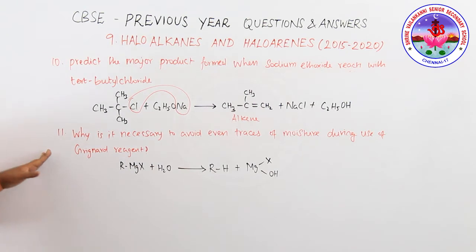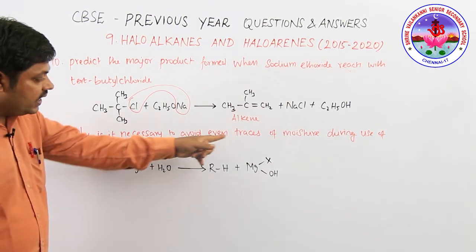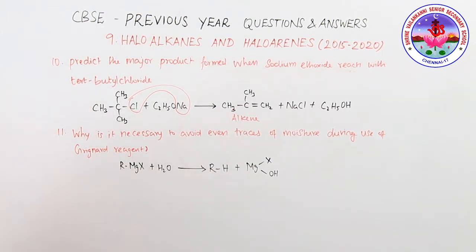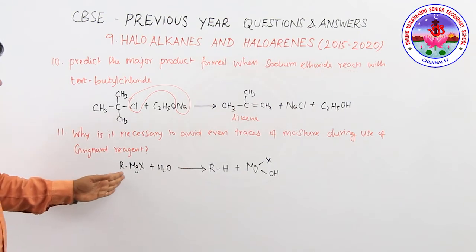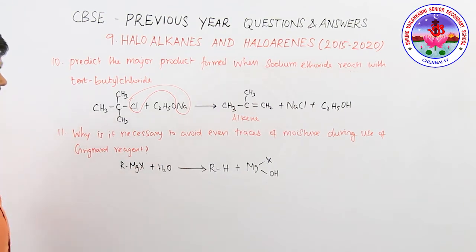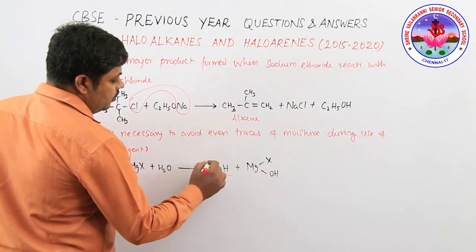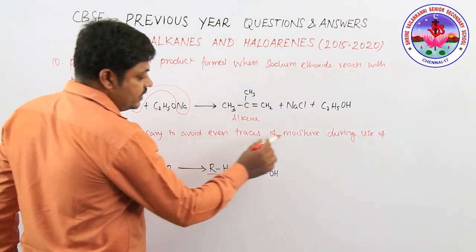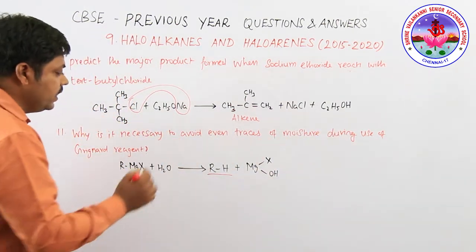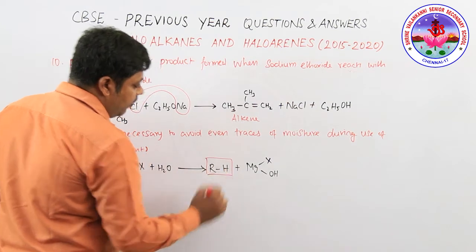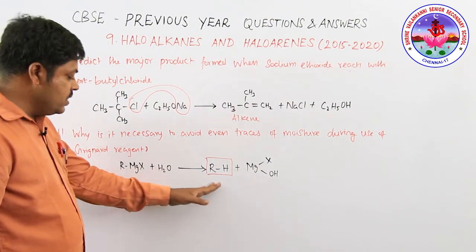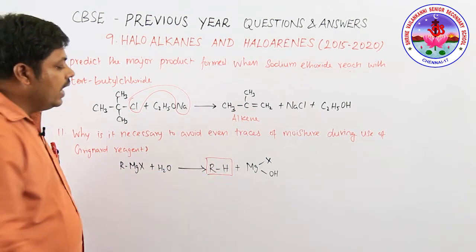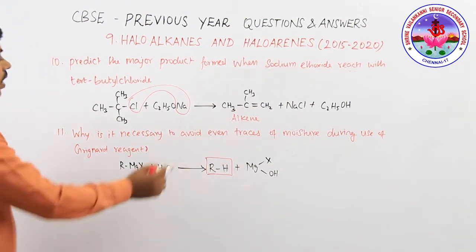Then the next question is, why is it necessary to avoid even traces of moisture during use of the Grignard reagent? When the Grignard reagent reacts with water, it produces alkanes. So that is why you have to avoid this. You have to write the key pointers. It forms alkanes, and the reaction is like this: RMgX plus H2O gives RH. So the alkane is formed. That is the reason we have to avoid this.